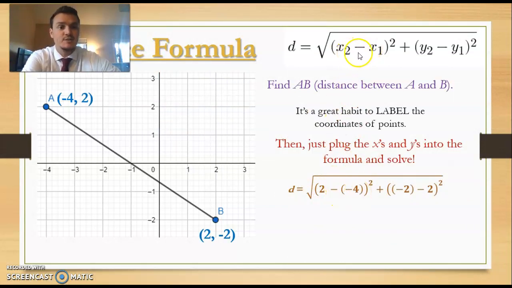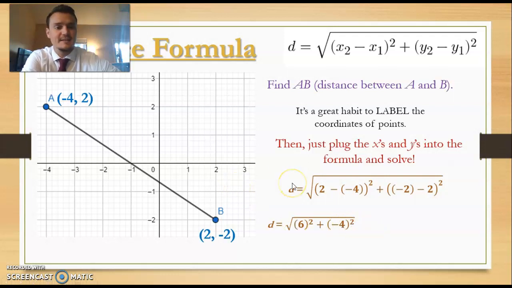Keep in mind that with distance you're subtracting, which is different from midpoint. People usually get those confused. They try to add and subtract with midpoint and distance. Just keep in mind distance is subtraction. So we would do 2 minus a -4, which is actually 2 plus 4, which is a +6. And then you would square it. We have -2 minus 2, which is -4, which you would square.